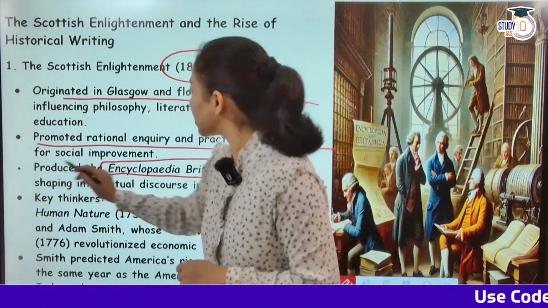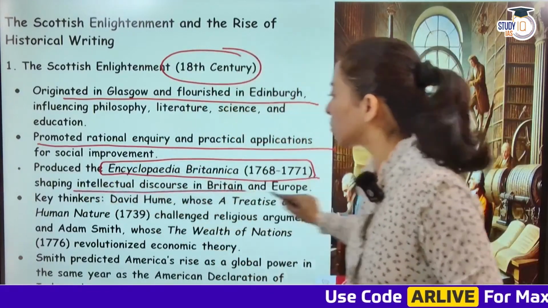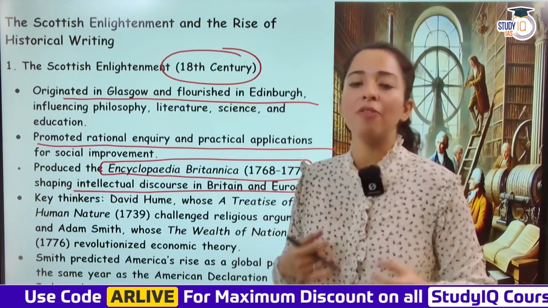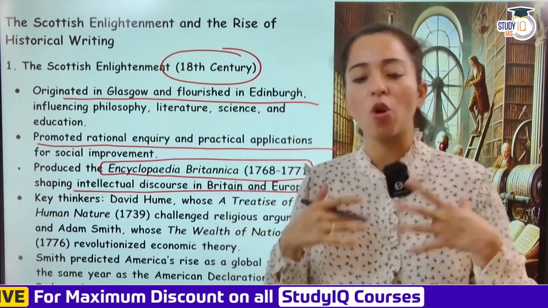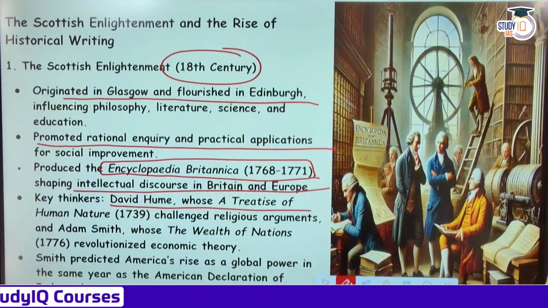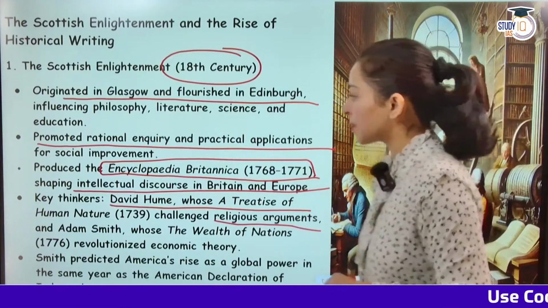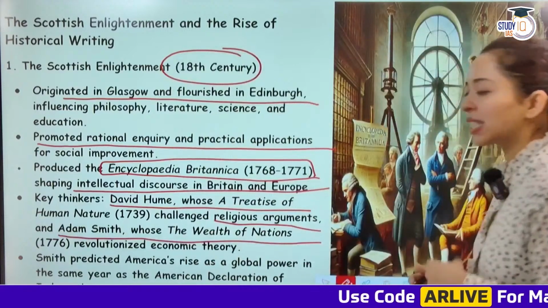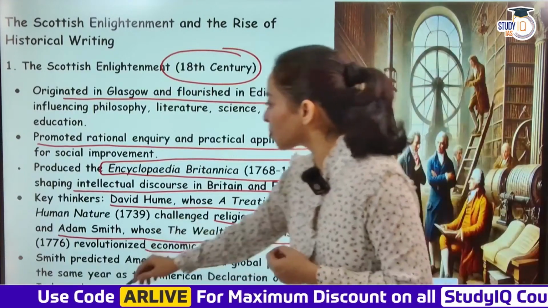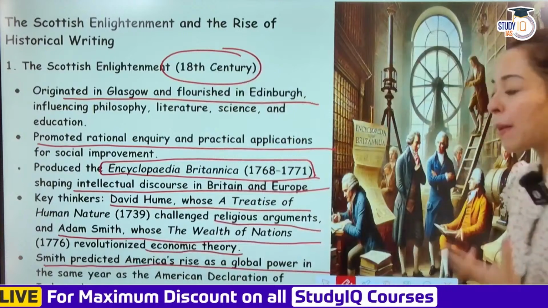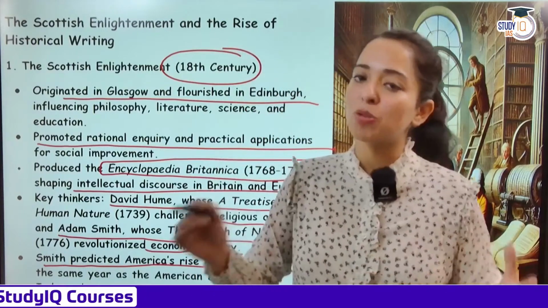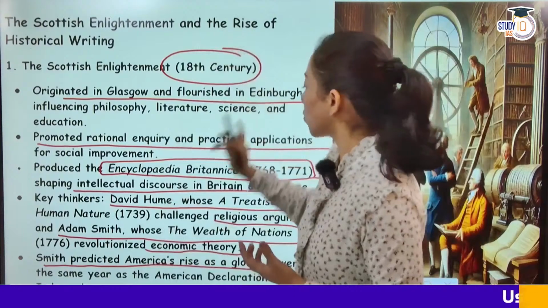And this Encyclopedia Britannica was the one which shaped intellectual discourse in Britain and Europe. So for an intellectual discourse to burgeon and flourish was very necessary for a very strong critical aspect. Okay, and key thinkers, David Hume, whose A Treatise of Human Nature 1739 challenged religious arguments, and Adam Smith, whose The Wealth of Nations 1776 completely revolutionized economic theory. And Adam Smith predicted America's rise as a global power in the same year as the American Declaration of Independence. Okay, so this Adam Smith, we know, is the father of economics.